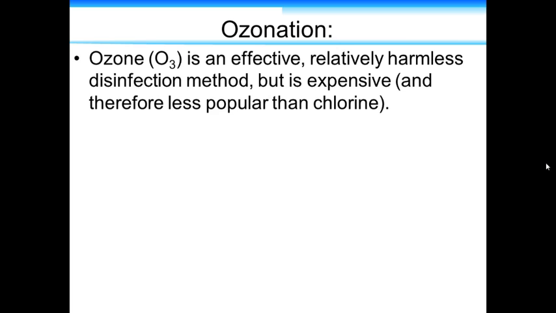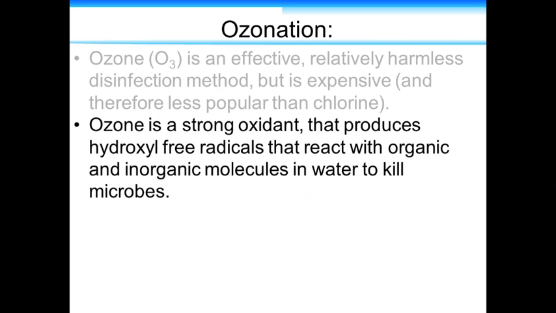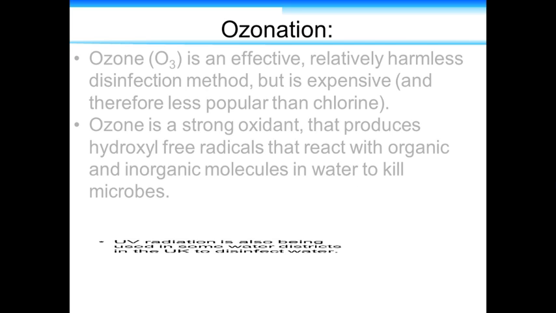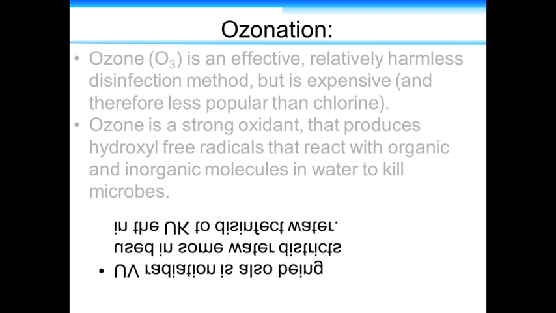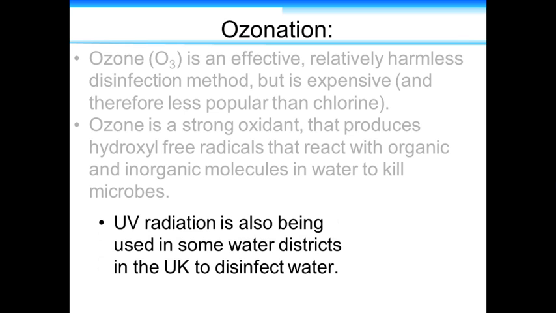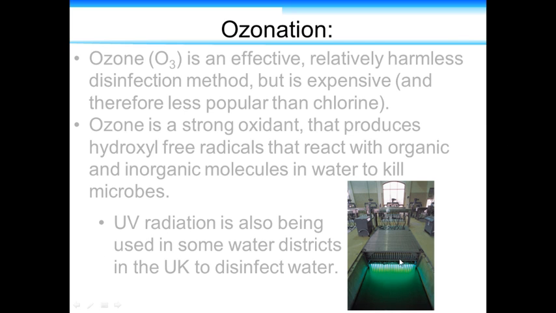Ozonation is being tried in the UK. It's effective and relatively harmless because that ozone just breaks down into oxygen, but it is more expensive. So that's the main reason it's not being used extensively now. Those hydroxyl radicals will basically kill microbes. UV radiation is also being tried in the UK and some water districts. Essentially, shining UV light of a particular frequency will kill bacteria. Just as UV light is dangerous to us, it is very dangerous to microbes.